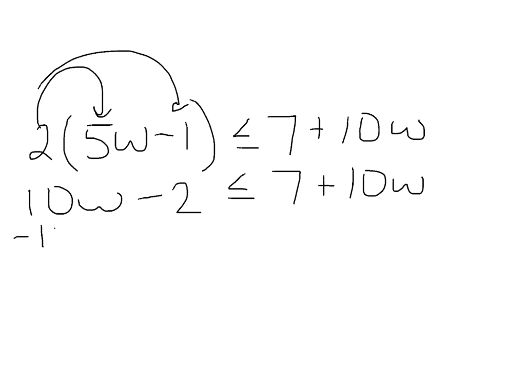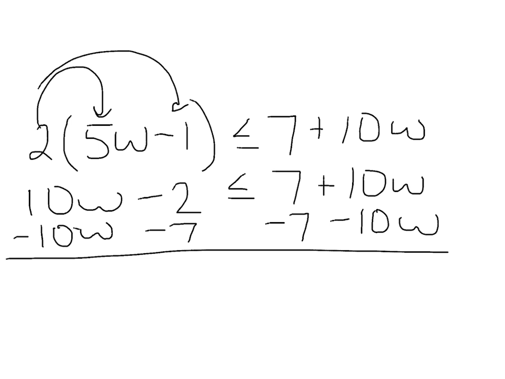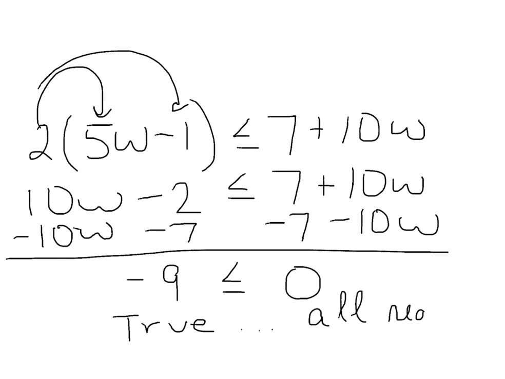If I move everything over, so let's say I subtract the 10w over. Uh-oh. And I subtract the 7 over. Okay, now I didn't ask you. I'm going the opposite direction that you guys have all said. I'm going the other way. I get minus 9 is smaller than or equal to 0. Is that a true statement or a false statement? True. It's opening up to the bigger one, right? So that is a true statement. So therefore, if it's true, then we're all real numbers.